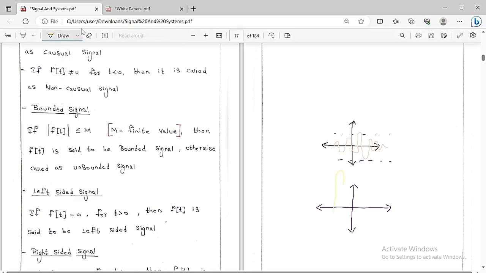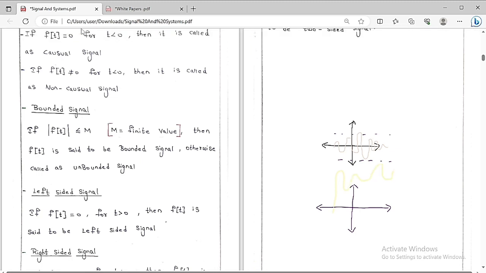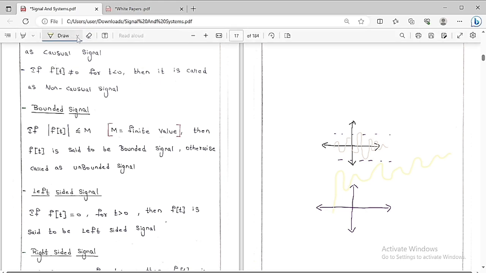Suppose it is increasing all the way, increasing all the way, then we can say it is an unbounded signal. So bounded means it is going to lie between a certain range of amplitude. If the signal is going to lie within a certain bound of the range of amplitude, then only we can say it is a bounded signal.